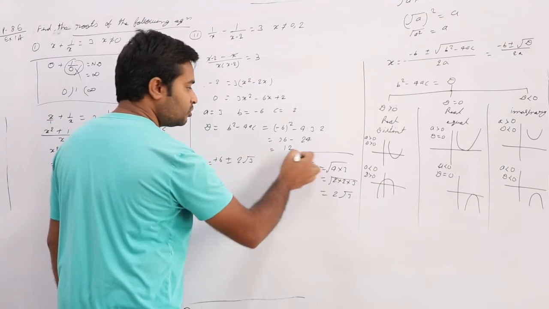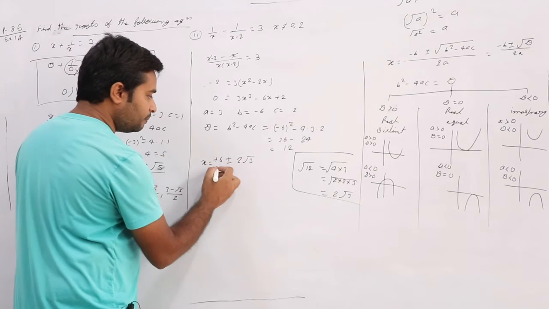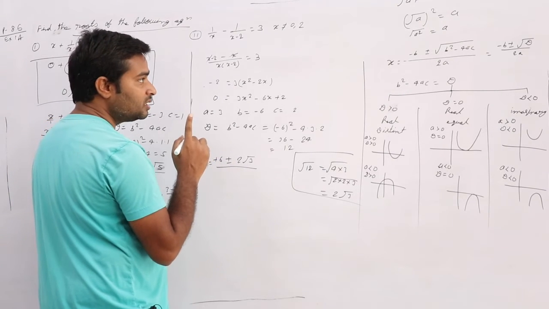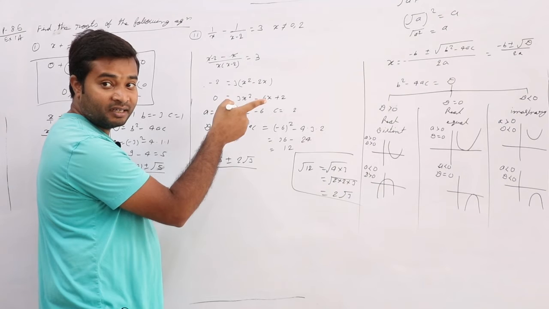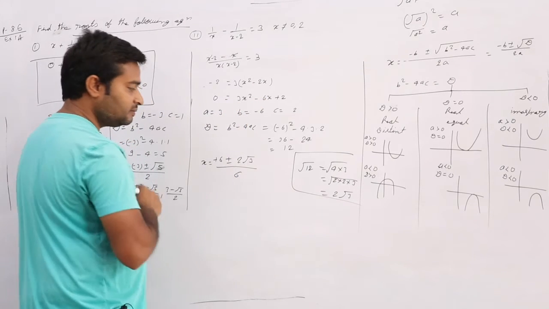You copy this also, because else you will forget. Correct? x = (−b ± root of discriminant) / 2a, with the 2 root 3 by 2a. So what is a? 3. Shall I write 6? Yes, sir.